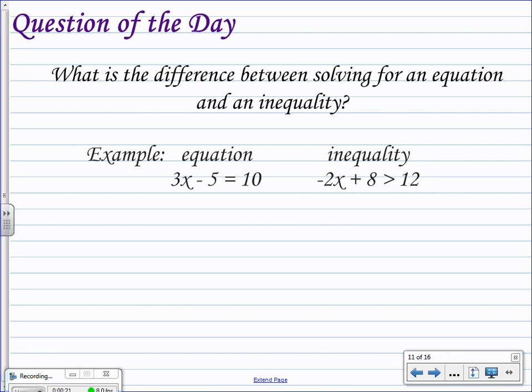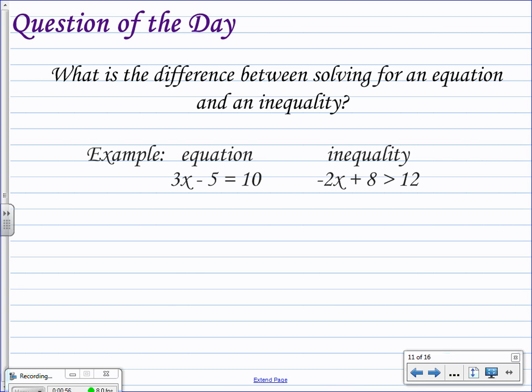An example of each: an equation has an equal sign, 3x minus 5 equals 10, and an inequality would be negative 2x plus 8 is greater than 12. So I don't want to know what the difference between an equation and an inequality is. Obviously, one has an equal sign and one has an inequality sign. What I want to know is what's the difference in solving for the two. Is there a difference? And if there is a difference, what is that difference? What makes solving the two different? Okay? That's what you're supposed to answer for that question.